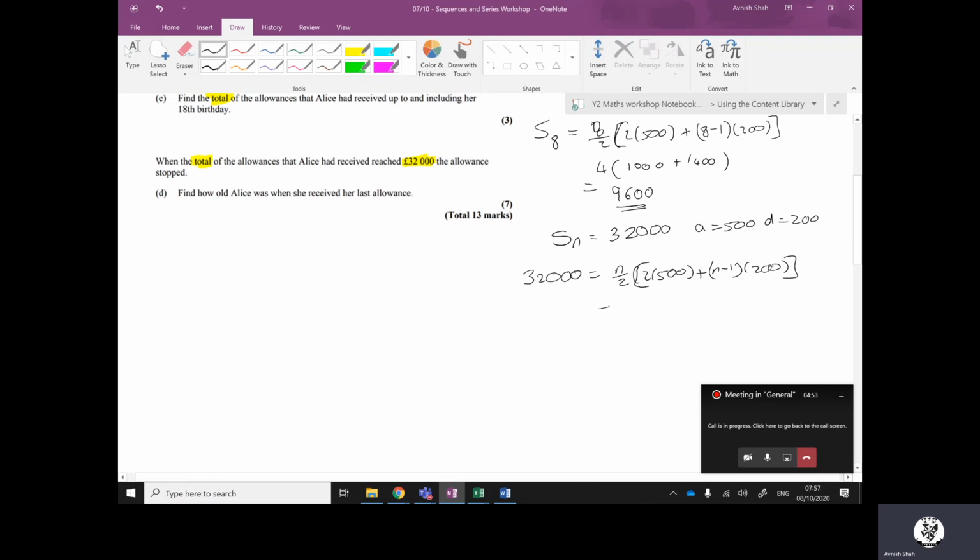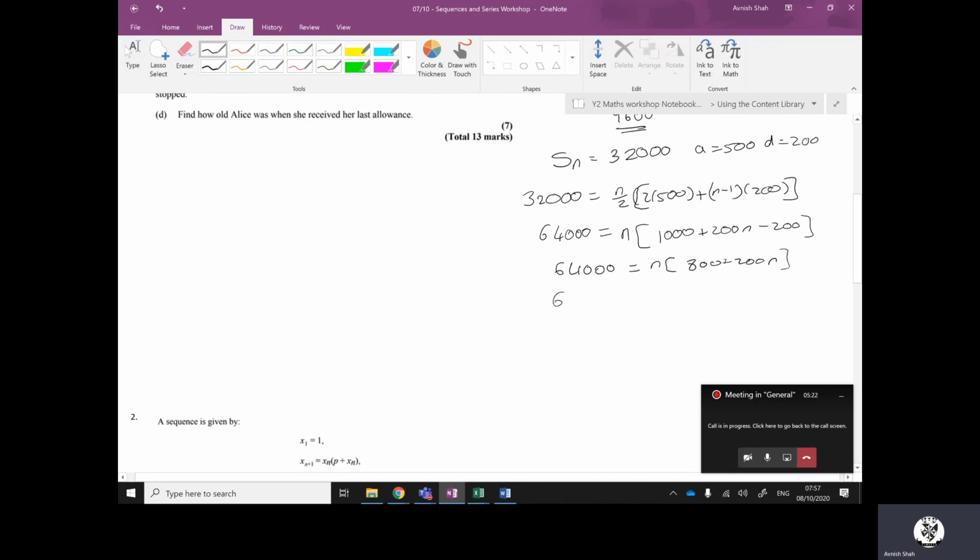What I like to do at this point is times everything by 2 so that this fraction disappears. So that's going to give us 64,000 on the left, and the n over 2 becomes n. Inside the bracket, we've got 1,000 plus 200n minus 200. And so that becomes 64,000 equals n times 800 plus 200n. And if we expand that, we've now got a quadratic in n.